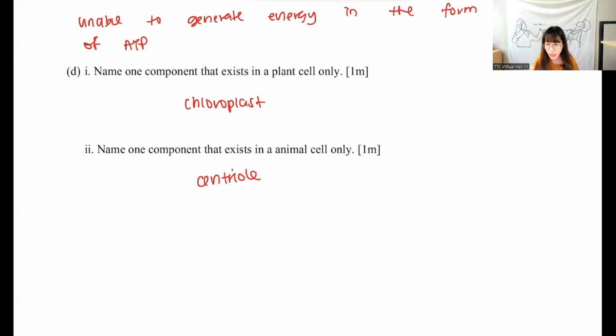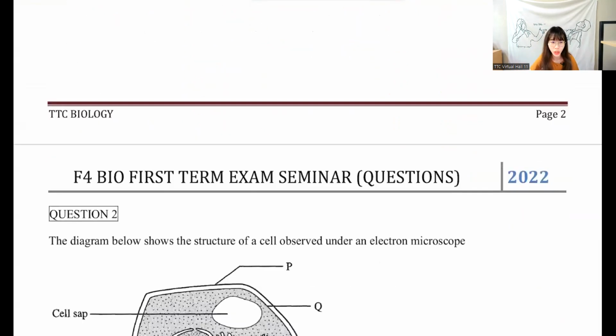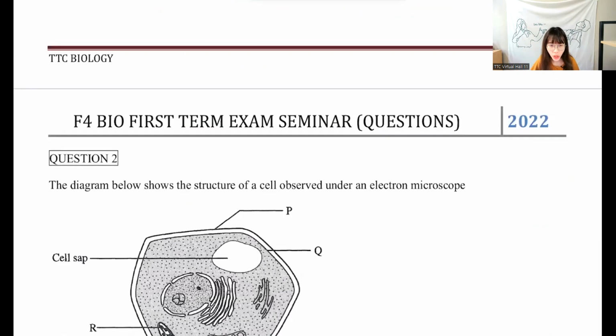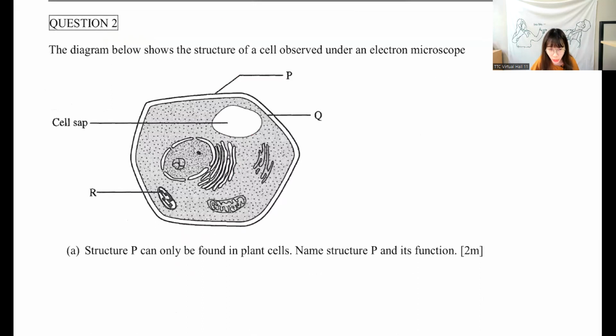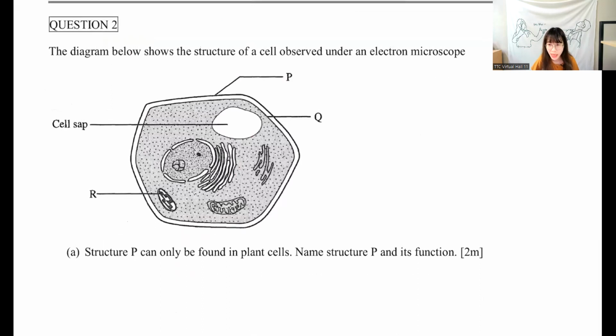Okay, anyone has questions on this question? Any part you don't understand? Okay, now let's move to question 2. The diagram below shows structure of a cell observed under electron microscope. Structure P can only be found in plant cell. Name P and the function.